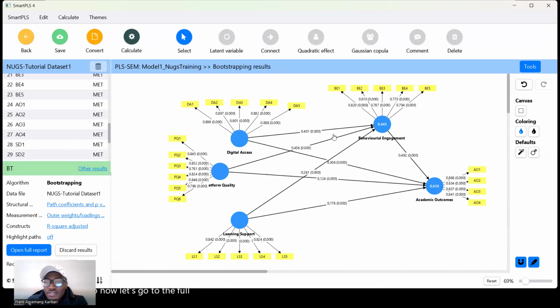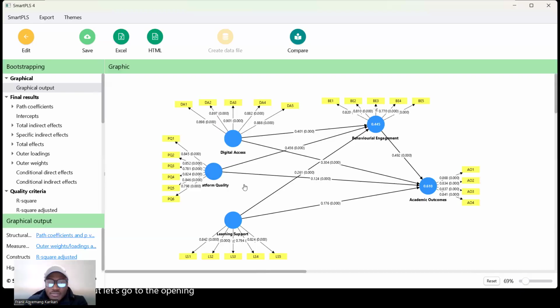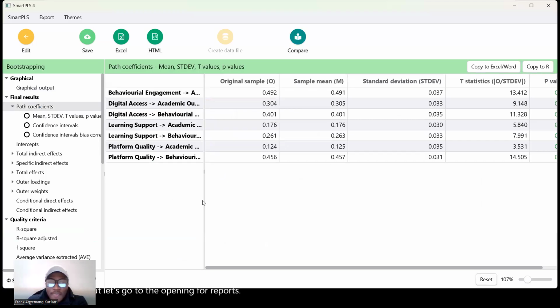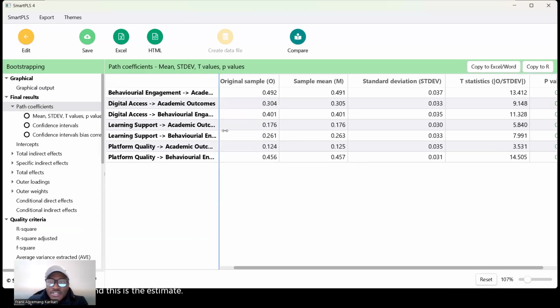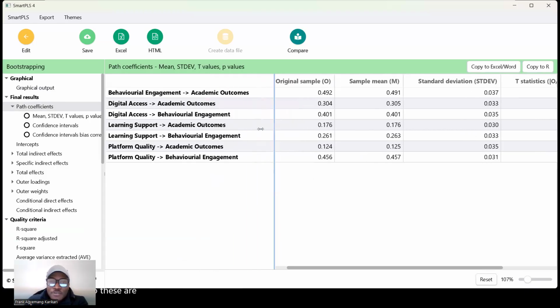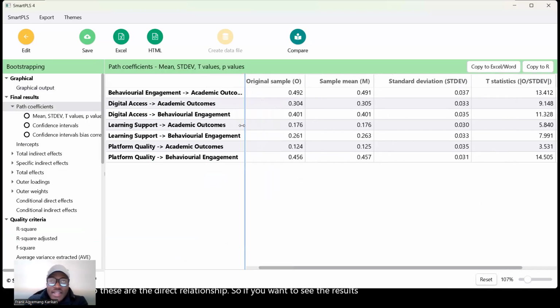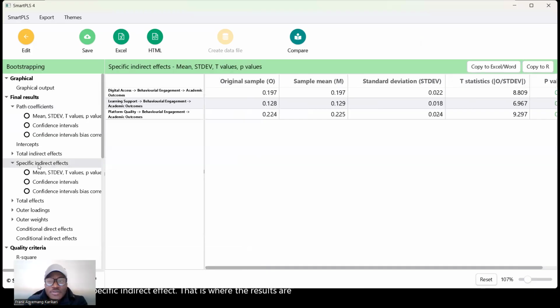So now let's go to the full report. But even with that, you can see the p-values here, 0.0, 0.0, 0.0. But let's go to the open full report. Now I have it here. So the path coefficient, this is the direct relationship, right? And this is the estimate or the beta coefficient. So these are the direct relationship. So if you want to see the results for the mediation, you go to specific indirect effect. That is where the results are reported. Okay. So this is where I am.